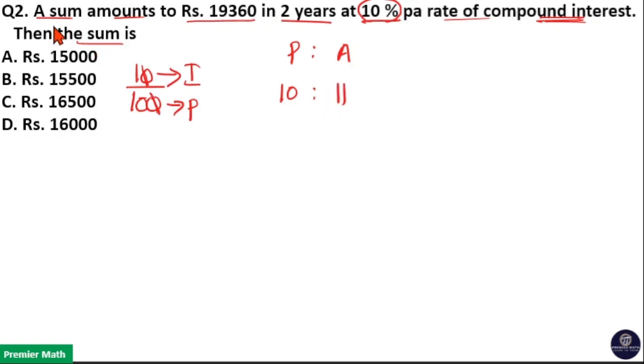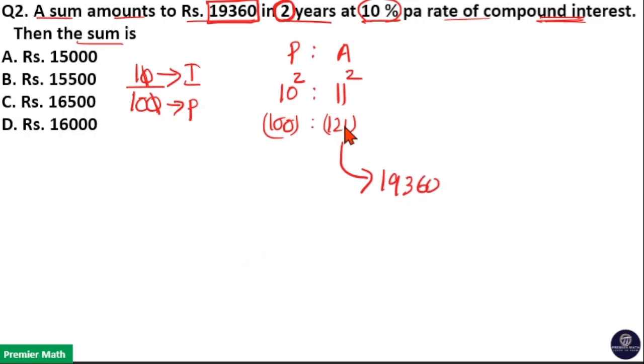Now, this sum amounts in 2 years. So, this is for 2 years. That means take the square of 10 unit and 11 unit. So, this 10 square is 100 and 11 square is 121. That means 100 is to 121 is for 2 years. Now, here it is given as amount is 19,360 in 2 years. That means this 121 unit is equal to 19,360.